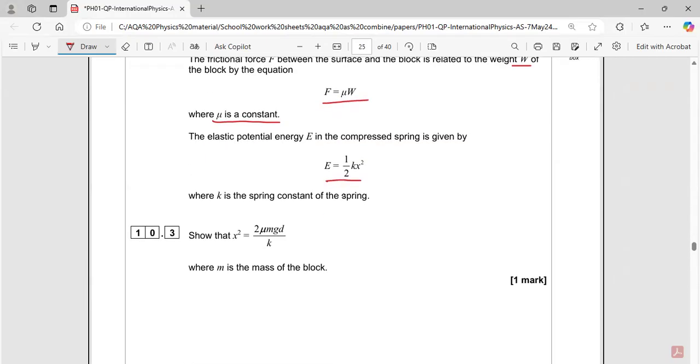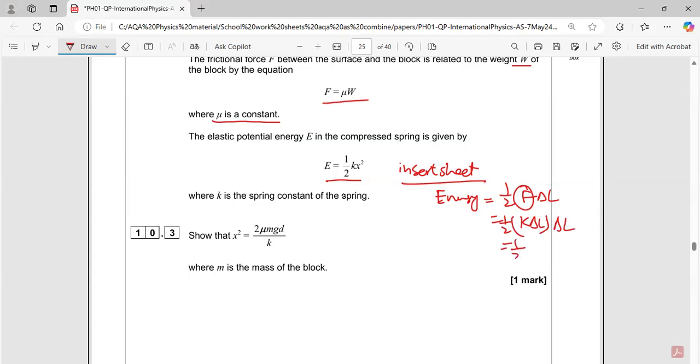Yeah, this is in the insert sheet as well. But in the insert sheet, this formula is not given. The given formula is energy equals half F into delta L. And then you can say that this F is equal to K delta L. And then you can do 1 by 2 K delta L square. And this delta L can be extension or compression.